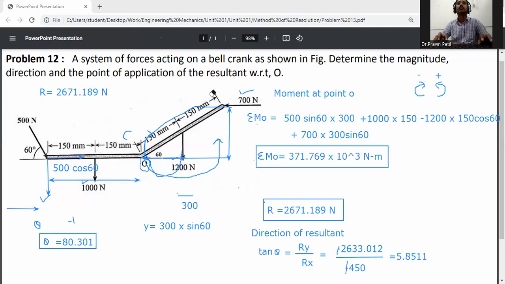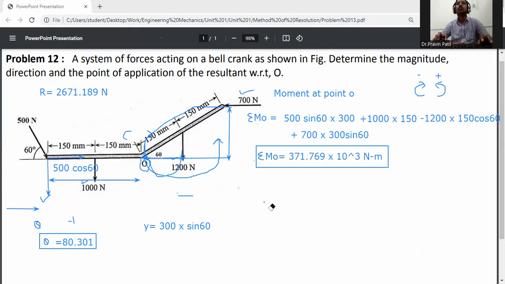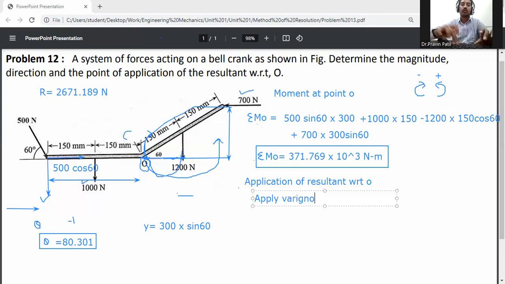So now calculate the application of the resultant with respect to O. For that, apply Varignon's theorem.